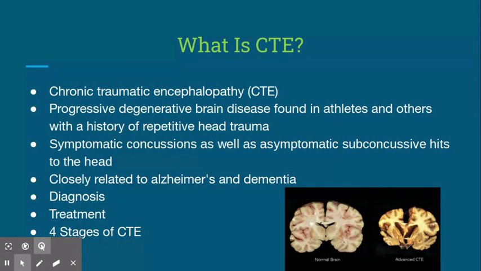And finally, in stage 4, patients have profound language defects, psychotic symptoms such as paranoia, as well as motor defects and Parkinson's disease, which is not good. As you can see in the picture here, to the left we have a normal brain, and then to the right we have a brain that has suffered advanced CTE, or stage 4 CTE. Not many people make it to stage 4.